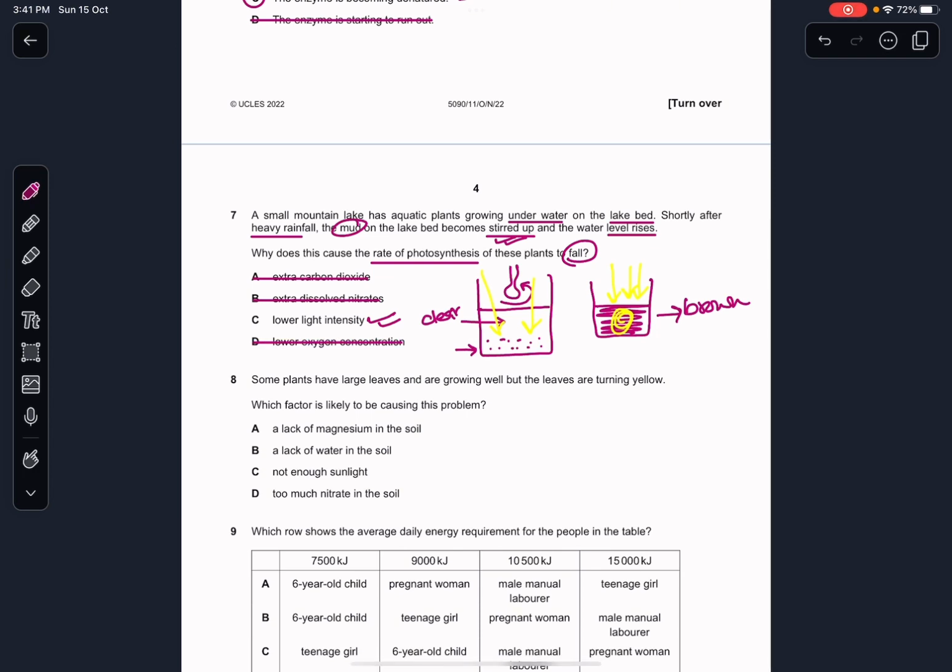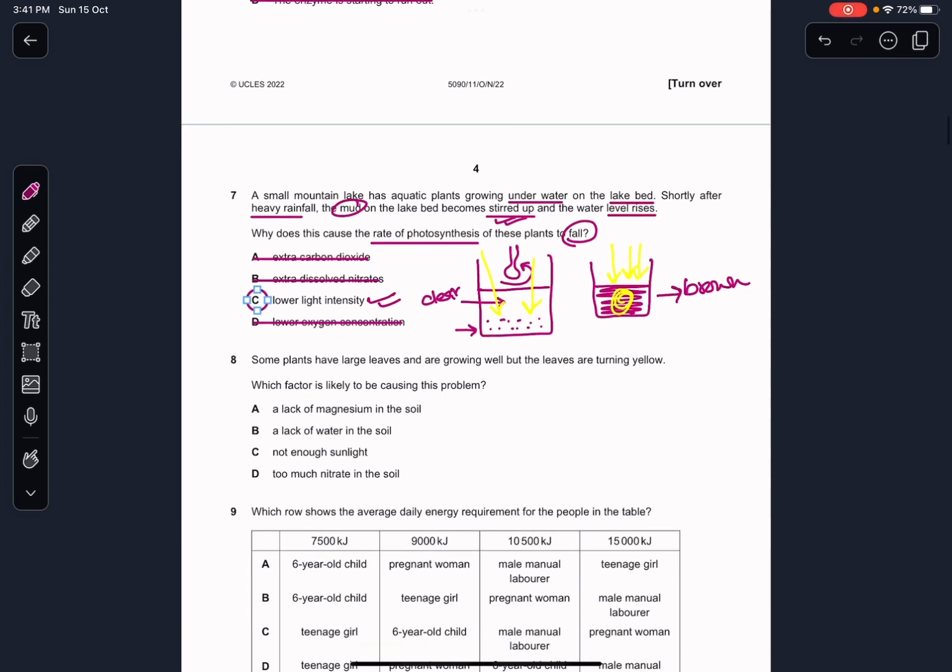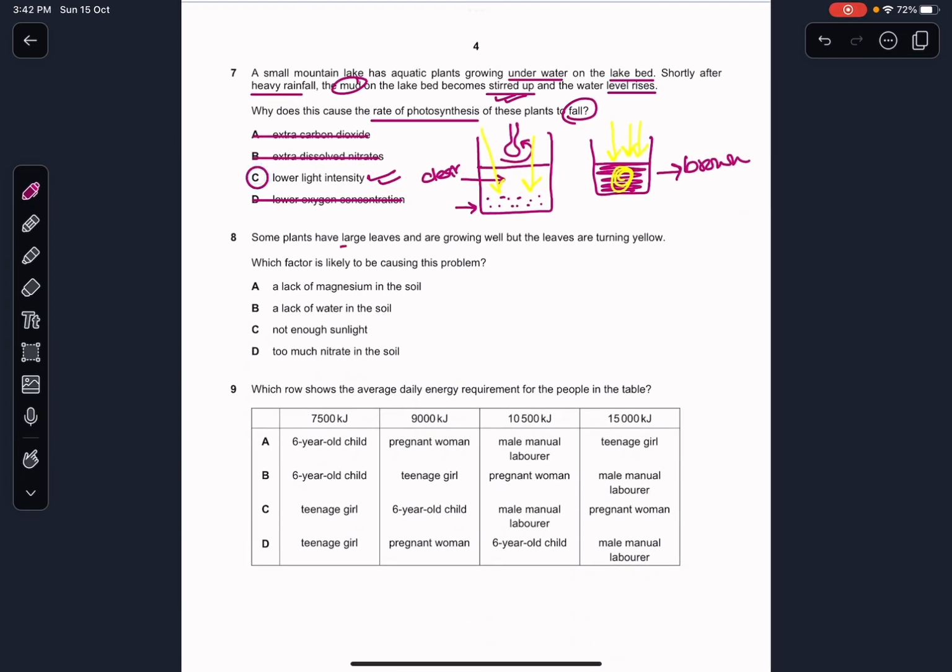Lower oxygen concentration? The stirring of the mud, the change in the color of the water, does not essentially affect the oxygen concentration. So the only thing that is happening is that the light intensity is changing, and the light intensity is now lower because of the darker color of the lake. Next, some plants have large leaves and are growing well, but the leaves are turning yellow.